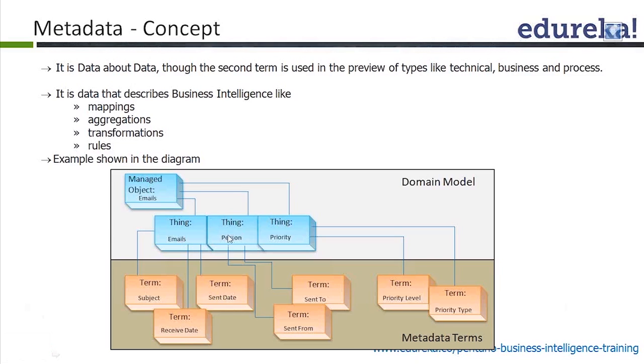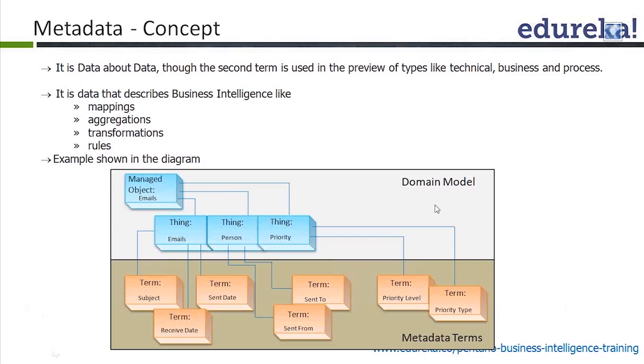Then things which are person. So here in the domain model, everything is a thing at the second layer. At the top layer it is an object. So the object is a relational mapping mapped object which has 3 things associated, and each thing is email, person, and priority. If you think from an OOPS perspective, you can correlate this example easily.